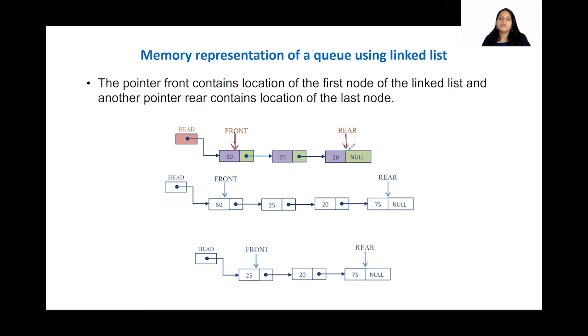So rear is going to be the last node. Okay. So what is going to happen if I have to add an item into this linked list? I'm going to remove this null and write the address. Suppose there is a node over here. I'm going to write the address of this node. If it was 75, then I'm going to write 75 here.